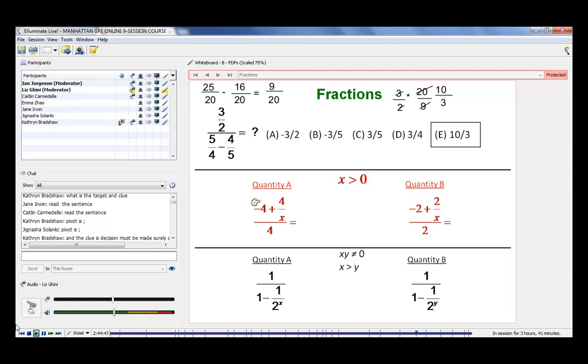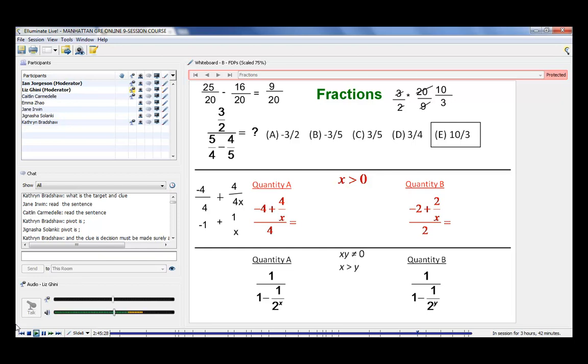If you simplified algebra, the key would be to say, oh, I have negative 4 plus 4x, whole thing divided by 4. That's the same as negative 4 over 4, which is just negative 1, plus 4x over 4, which is just equal to x. Then you realize that's negative 1 plus 1 over x.